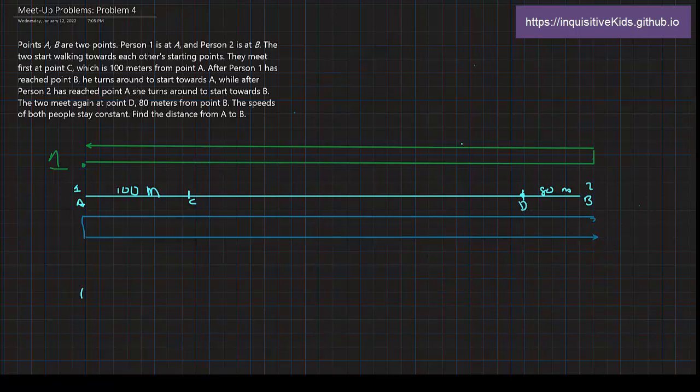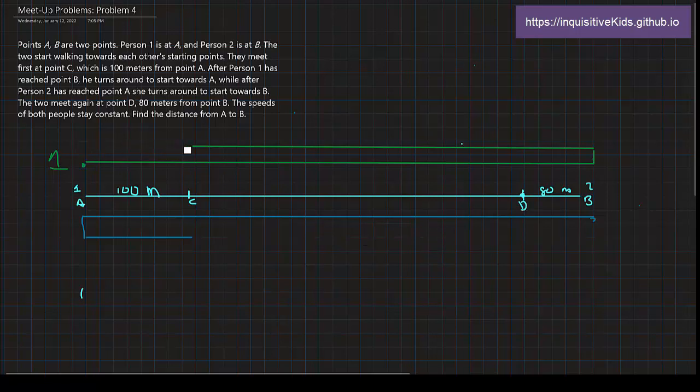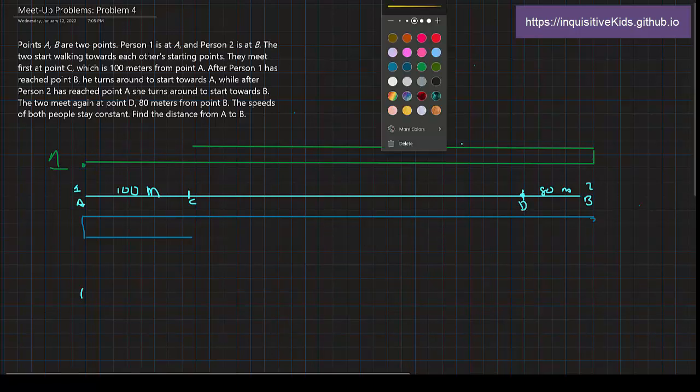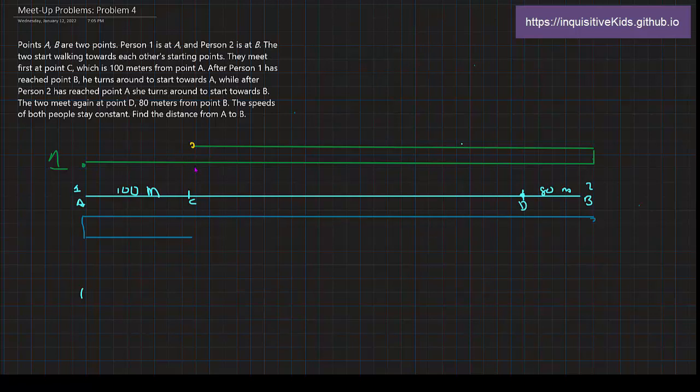And over here they meet 2 times, right? So one is over here, and one is over here. They meet at C first. So what do I know? Well, I know that they met 2 times. This is going to be the first time they meet, and this is going to be the second time they meet.